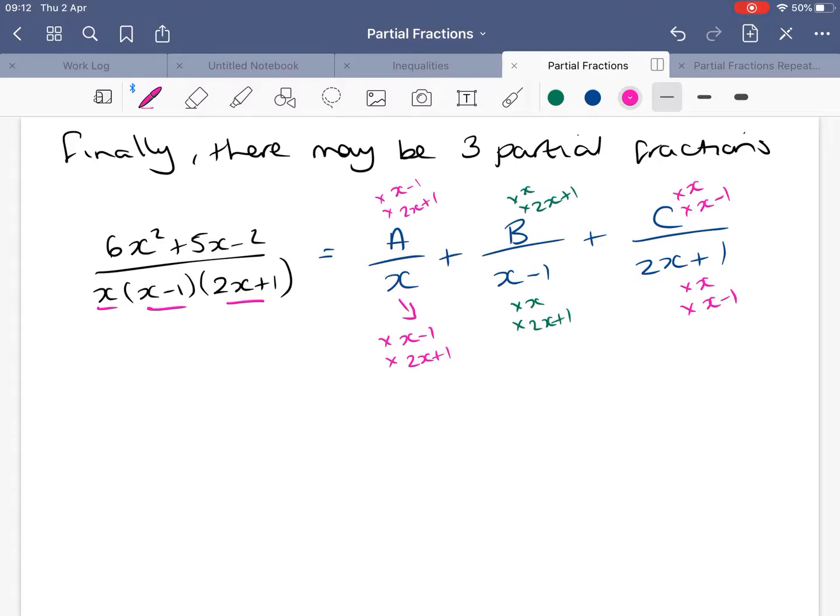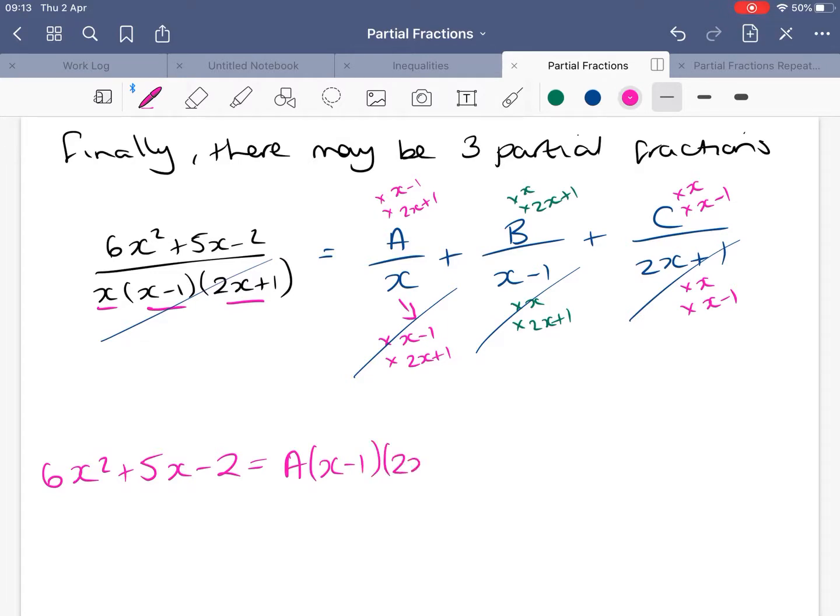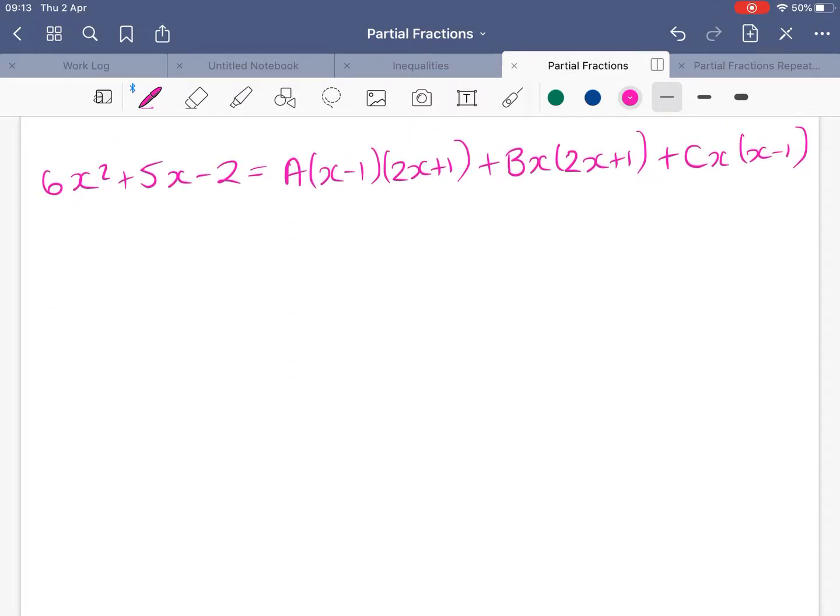And again, at this point, I'm going to say these denominators now all cancel out. So what am I left with? I am left with 6x squared plus 5x minus 2 is equal to a times x minus 1 and 2x plus 1, plus b times x and 2x plus 1, plus c times x and x minus 1. Okay, which at this point you're thinking looks quite horrific, but actually it turns out to be quite nice because we use exactly the same process.